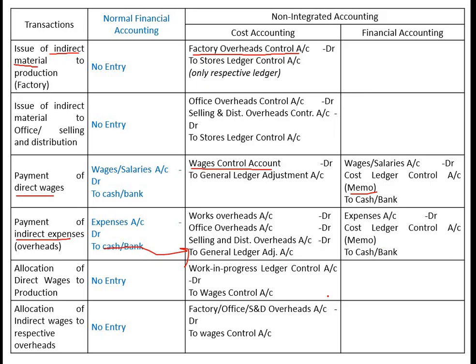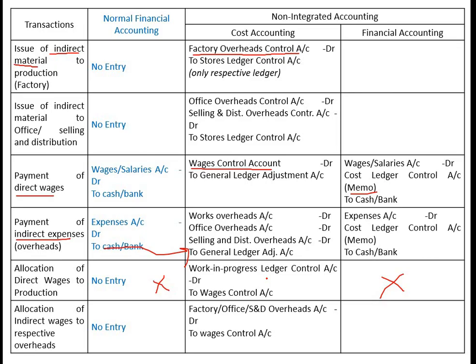You have to be very specific about one thing, that if there is no entry in normal circumstances of financial accounting, then there will be no entry in the case of non-integrated system under financial accounting. And if any transaction is not recorded under cost accounting in normal circumstances, then obviously there will be no impact in all three cases. Then similarly we have done it for indirect wages, then the factory overhead. If it is direct wages, then work in progress ledger control account.